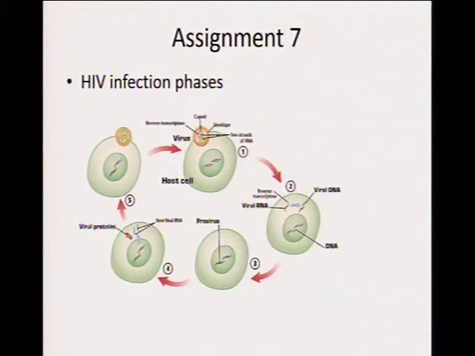And then assignment number 7 is looking at the phases of the HIV infection. So the moment the T cells are infected by the HIV virus, what are the different phases that the HIV virus goes through within your cell?